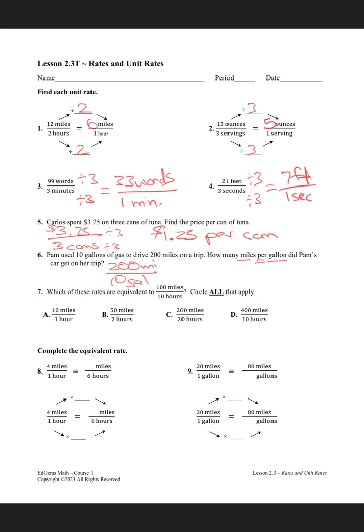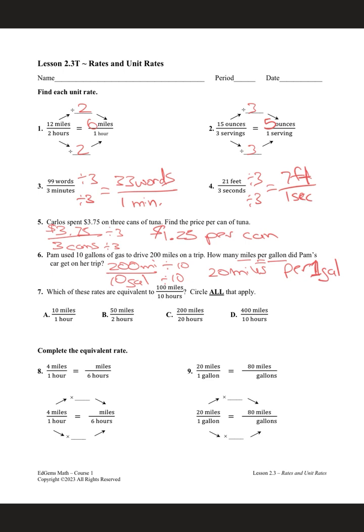To convert this to a unit rate, we're going to divide both the numerator and the denominator by 10. So 200 divided by 10 is 20. So it's going to be 20 miles per 1 gallon, because 10 divided by 10 is 1, so 1 gallon.